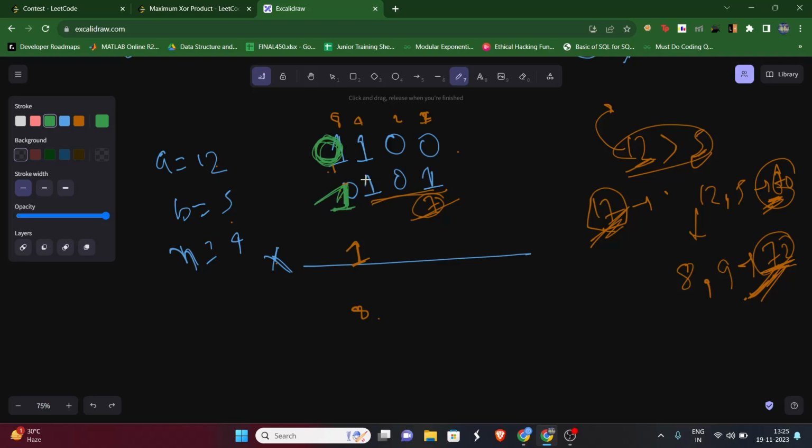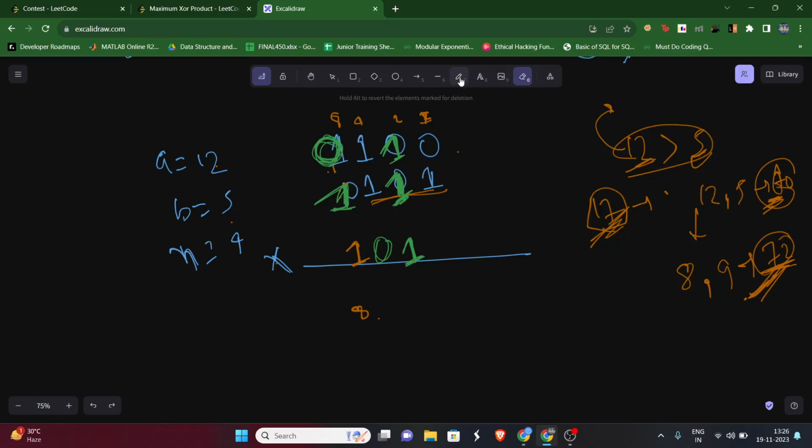Now if both are ones, we will do nothing. We can simply put 0 in the x, and leave both the bits in a and b as 1. Moving forward, here both are 0, so we can simply put 1 over here, so that in a itself this bit is set, and in b as well this bit is set.